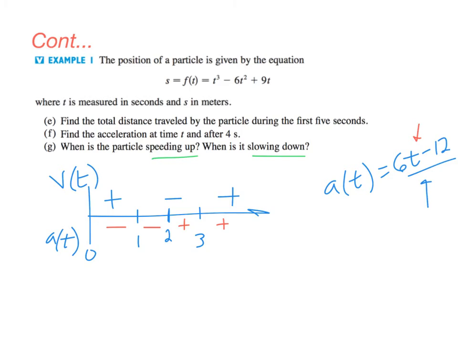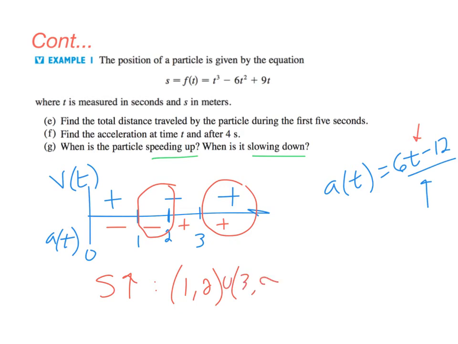So notice when it's speeding up is when they're going to have the same sign. They have the same signs between 1 and 2 because both of them are negative there, and also after 3. So we'd say speeding up would be from 1 to 2 and 3 to infinity. And then where it's slowing down would be when they have opposite signs. So between 0 and 1 they have opposite signs, and also between 2 and 3.